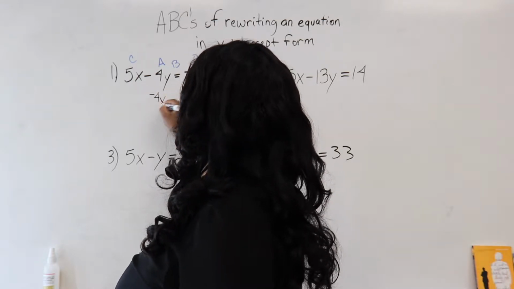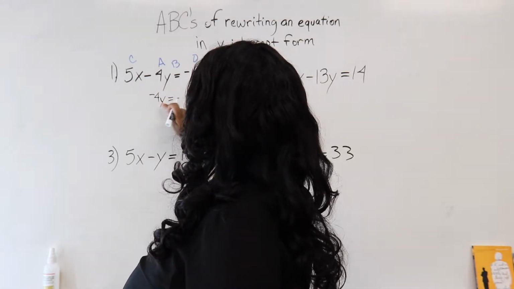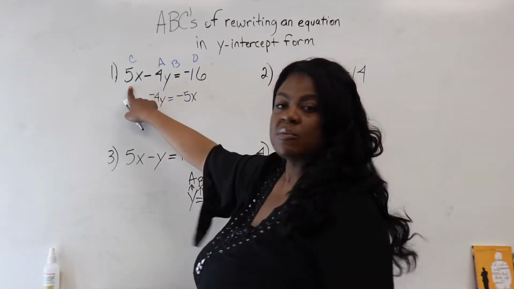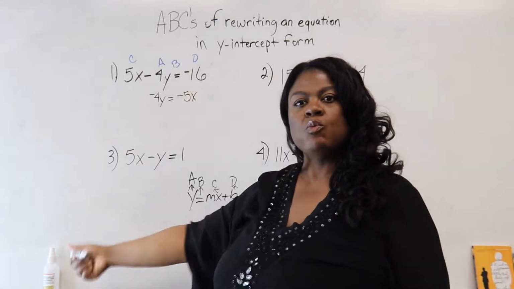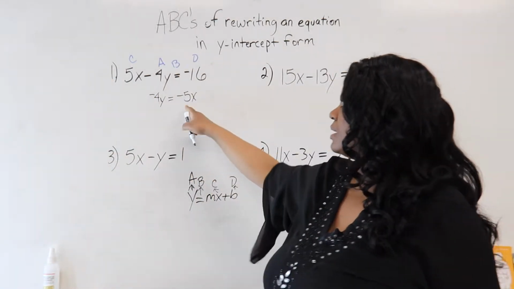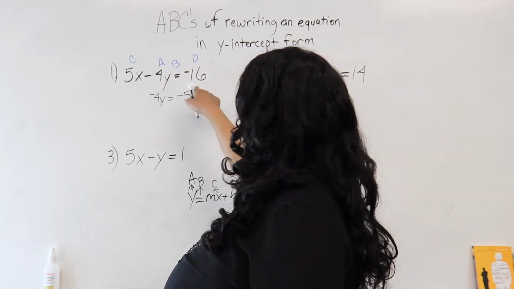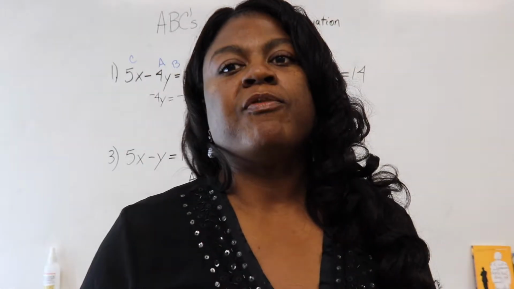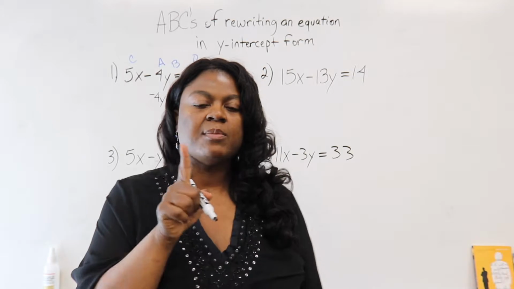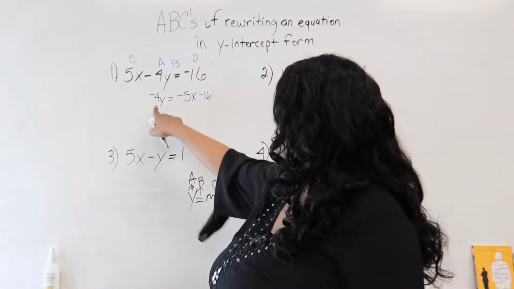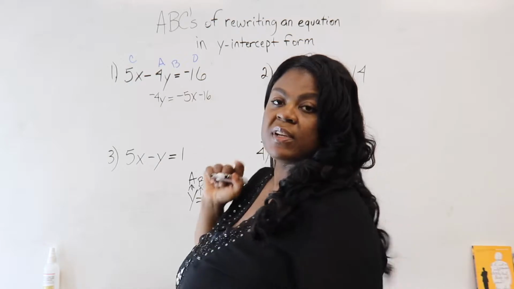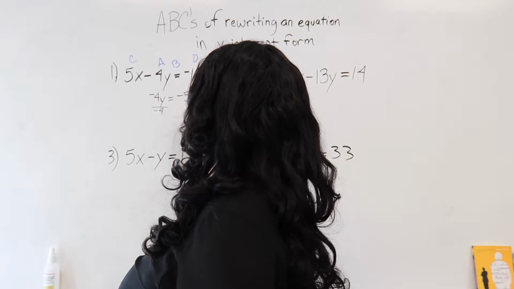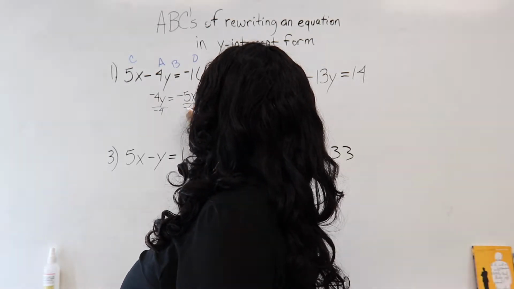Negative 4y equals negative 5x, right? Because it was a positive on the left side of the equal sign, when we move it to the other side, we need to make it a negative. Minus 16, because the 16 is already on the right side of the equal sign. Well, as we know with the slope-intercept form, there needs to be a single y. Right now, we have a negative 4y. So we need to divide everything by negative 4 so we can get y to be a 1.